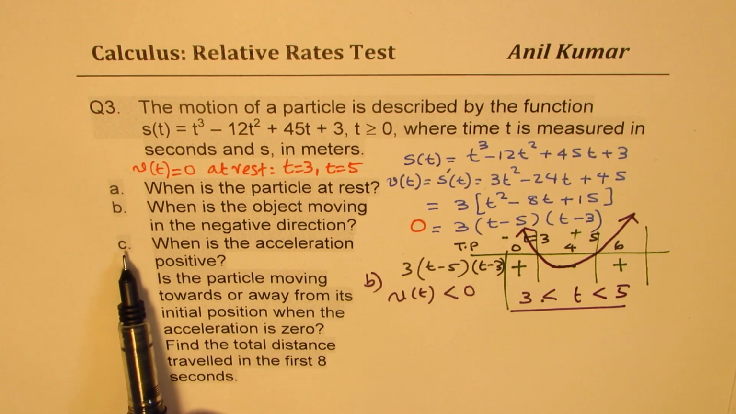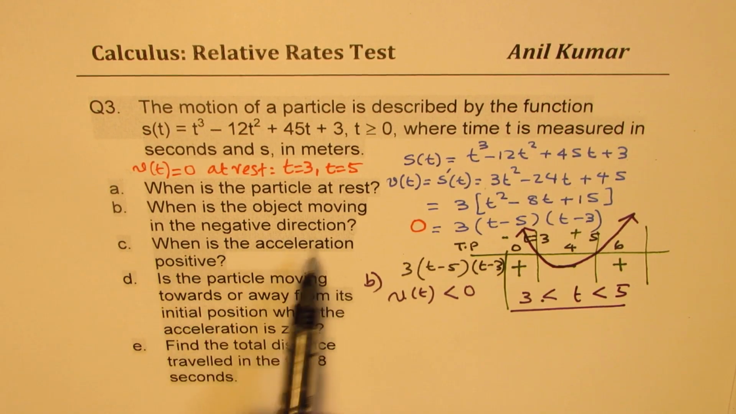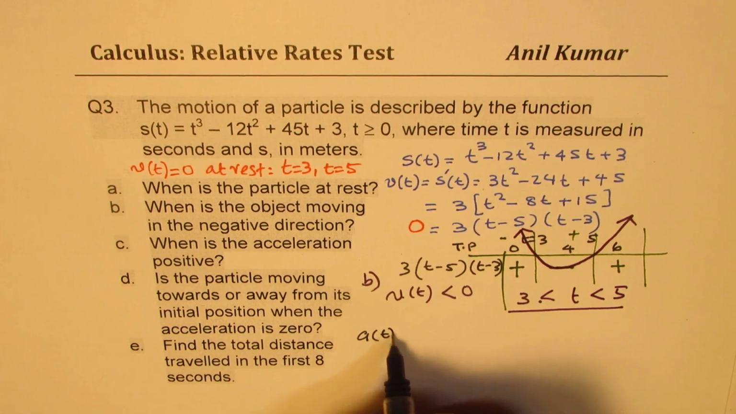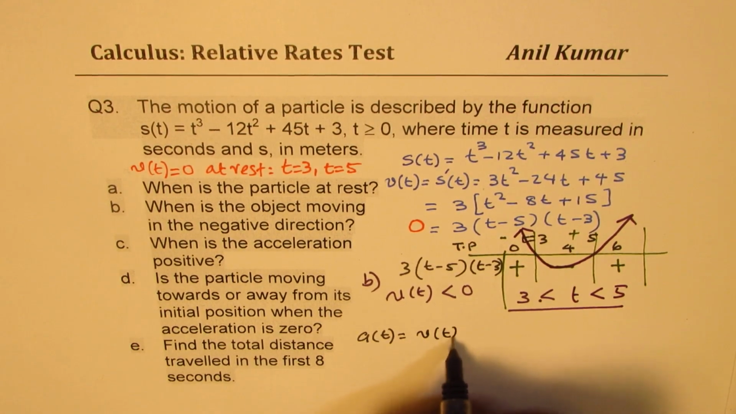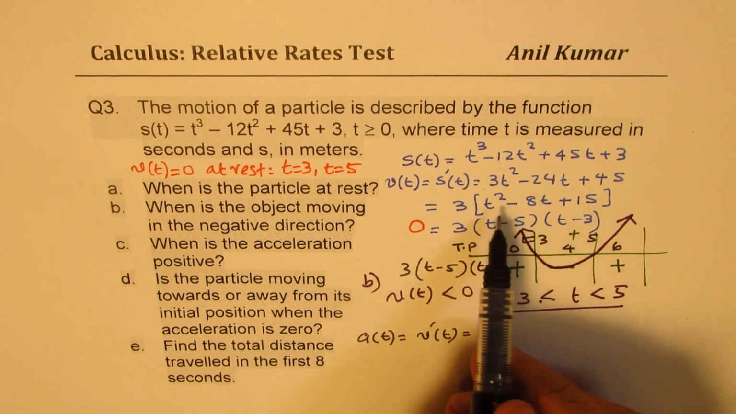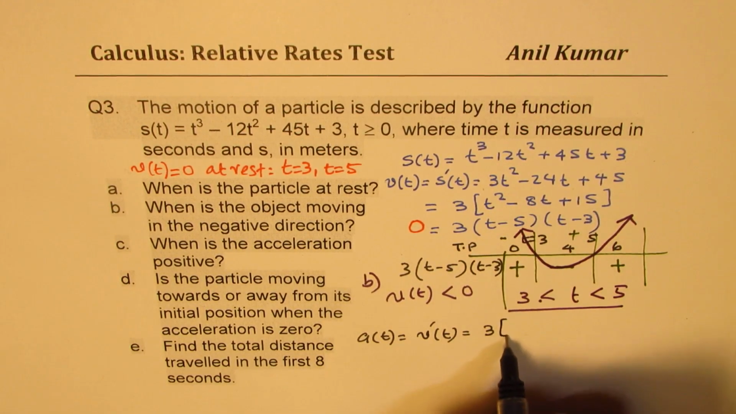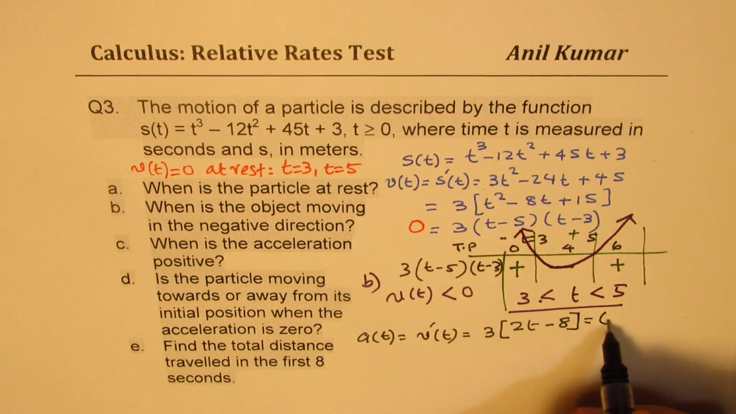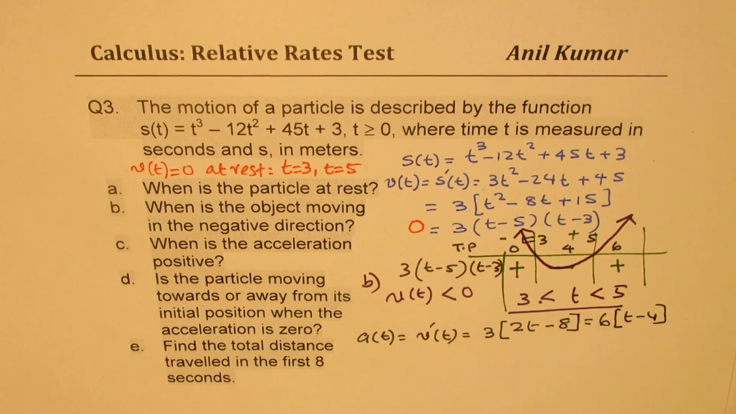Now let's look into part C. When is the acceleration positive? So let's find the acceleration, which is the derivative of the velocity, right? So we'll use this particular expression. The derivative of this velocity will be 6t minus 24, correct? Which I can factor 6 out of, and so we get 6 times t minus 4.